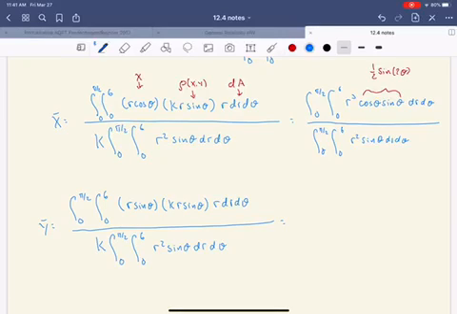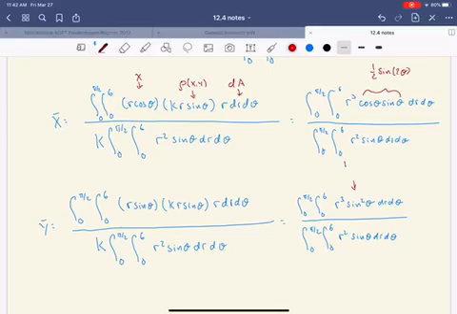The other integral, the y bar, is going to be 0 to pi over 2, 0 to 6, 1, 2, 3 r's, so r cubed, sine squared of theta, dr d theta. And in the denominator, 0 to pi over 2, 0 to 6, r squared sine theta, dr d theta. Okay, and then to integrate this numerator, I'd remember that sine squared of theta is 1 minus cosine 2 theta divided by 2.